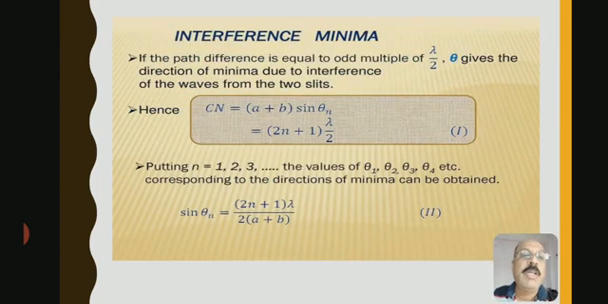Interference minimum. If the path difference is equal to an odd multiple of lambda by 2, theta gives the direction of minima due to interference of the waves from the two slits. Hence CN is equal to (a plus b) sin theta n, which is equal to (2n plus 1) lambda by 2, called equation number 1. Putting n is equal to 1, 2, 3, the values of theta 1, theta 2, theta 3, etc., corresponding to the directions of minima can be obtained. Sin theta n is equal to (2n plus 1) lambda divided by 2(a plus b), called equation number 2.